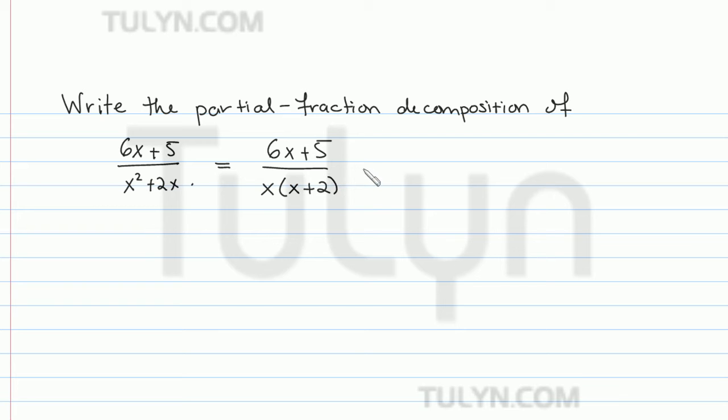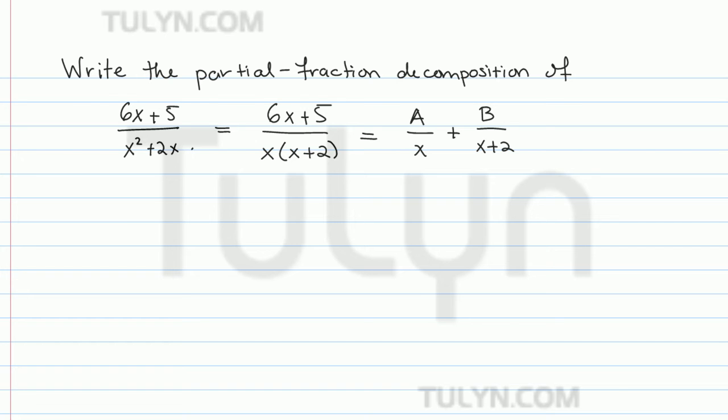So what we want is for our partial fraction decomposition to be some number A over x plus some number B over x + 2. And now we've got to figure out what A and B are. So let me rewrite what we've got so far. We want (6x + 5)/(x(x + 2)) to be equal to this partial fraction decomposition.